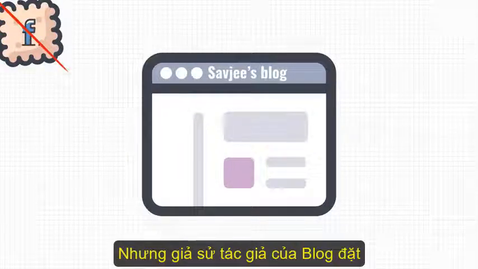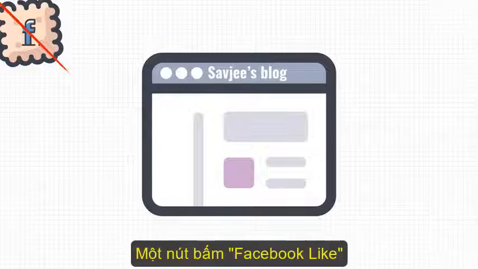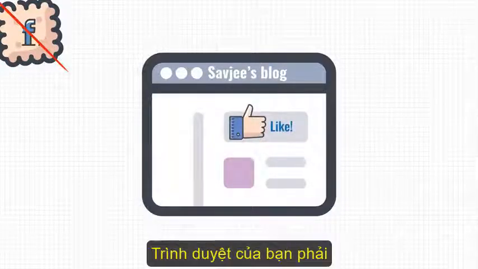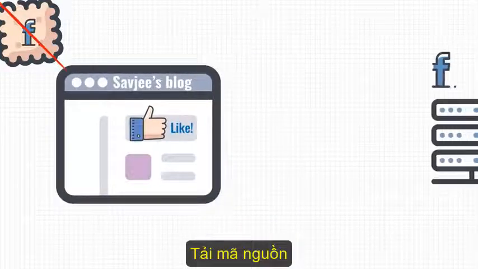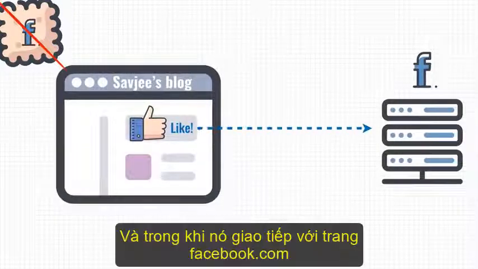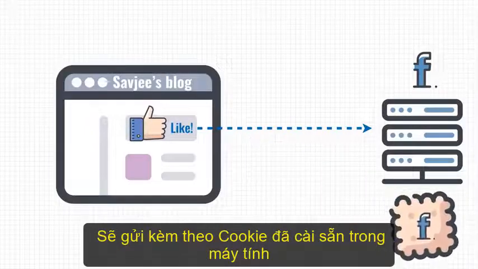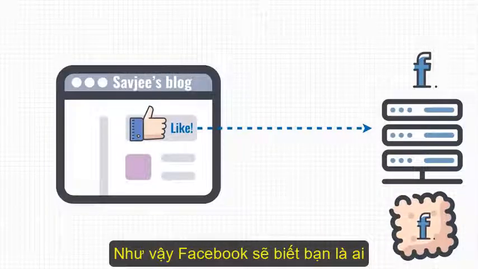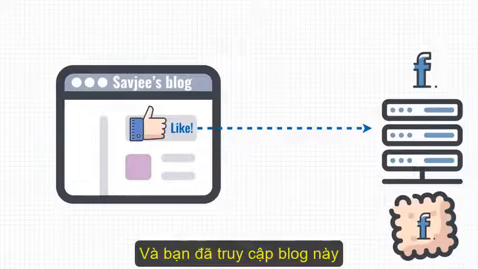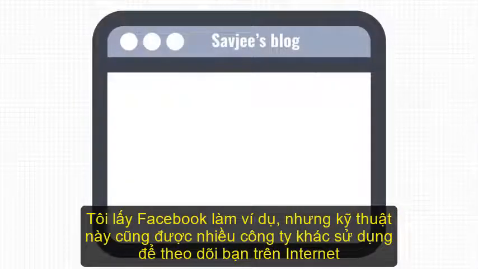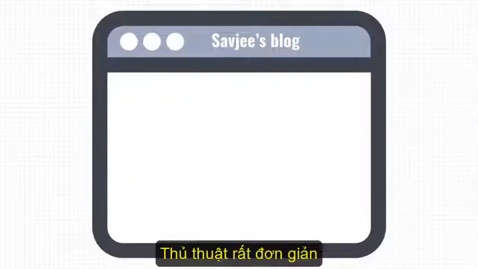But let's now assume that the owner of the blog places a Facebook like button on his website. To show this like button, your browser has to download some code from the Facebook servers. And when it's talking to facebook.com, it sends along the cookie that Facebook set earlier. Facebook now knows who you are and that you visited this blog. I'm using Facebook as an example here, but this technique is used by many other companies to track you around the internet.